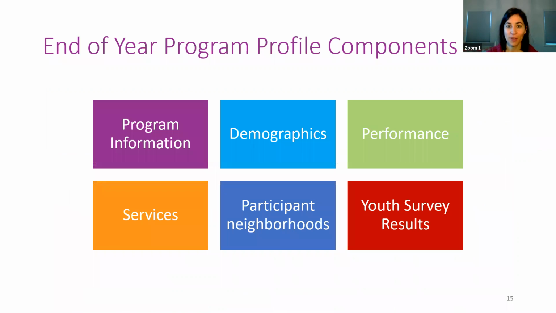So to review, your end-of-year program profiles include information, mostly pulled from CitySpan, to describe the participants you served, the level and types of services provided, and their perspective on program quality and participant outcomes as measured by participant surveys. Now we want to talk a bit about how you can use this information to support your program in the future.